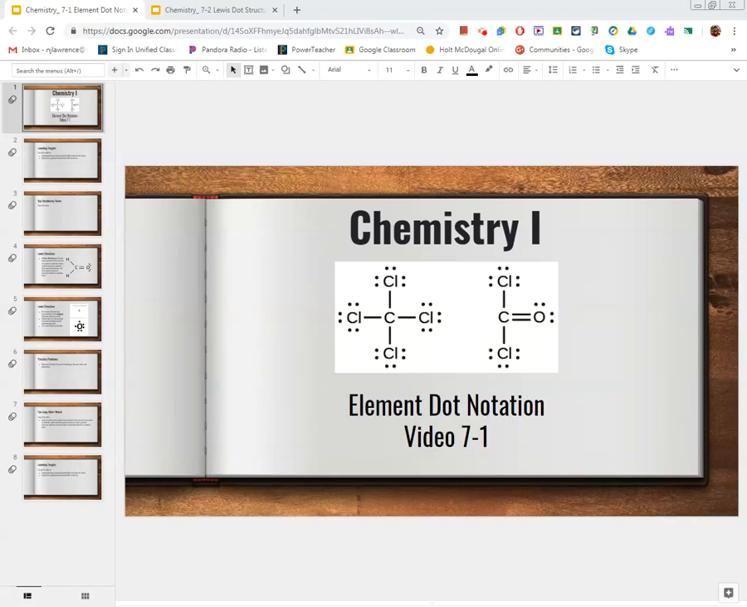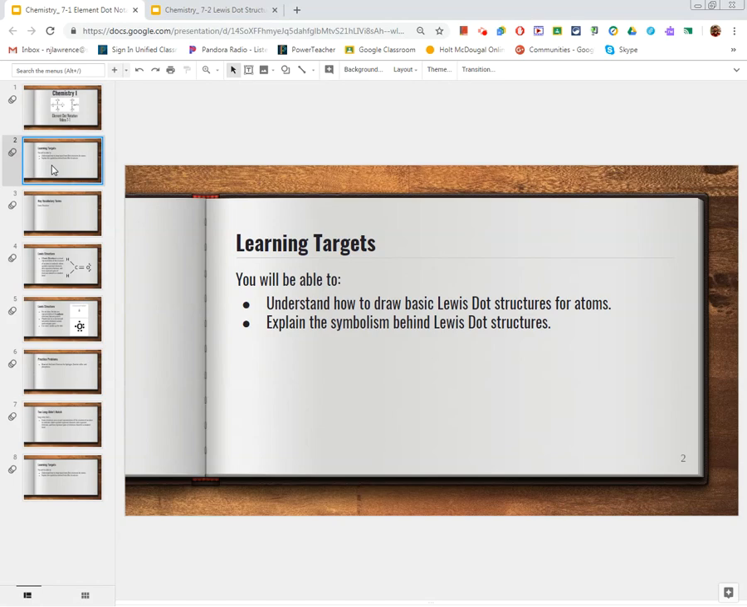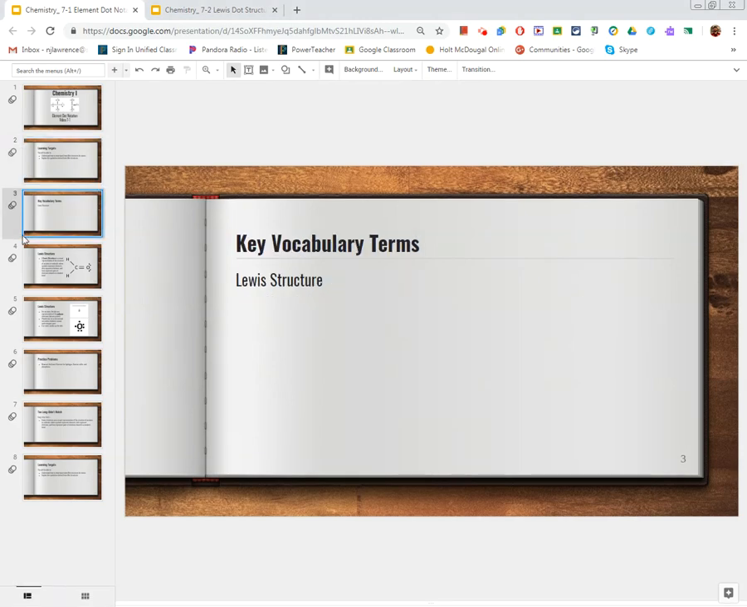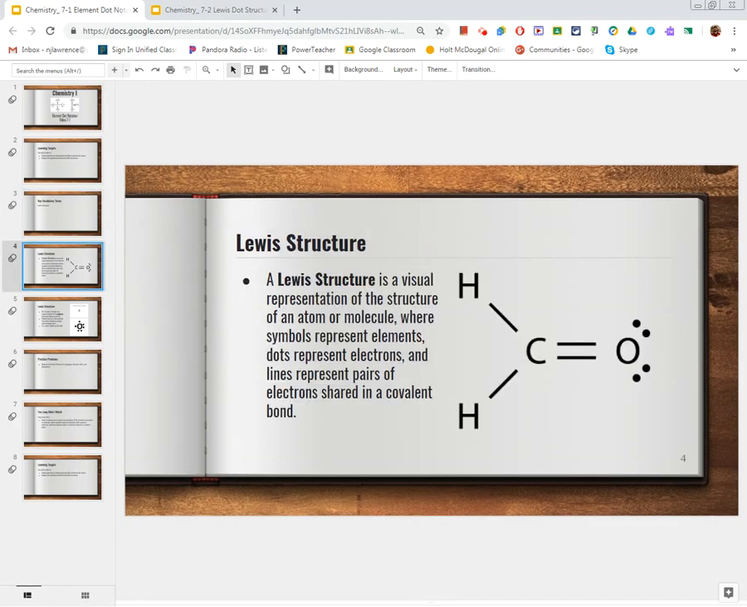Welcome to video 7.1 on the element dot notation. This video is going to help you understand how to draw basic Lewis dot structures for atoms and then explain the symbolism behind that Lewis dot structure. When we get started, we have one vocab term called the Lewis structure, and you're going to need your notes and your periodic table. So grab a pencil as well, and here we get going with Lewis dot structures.